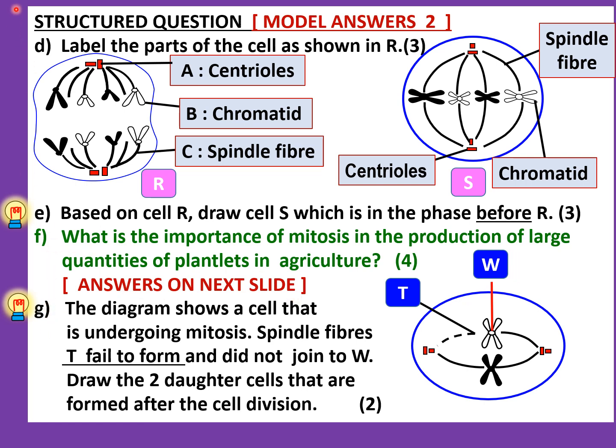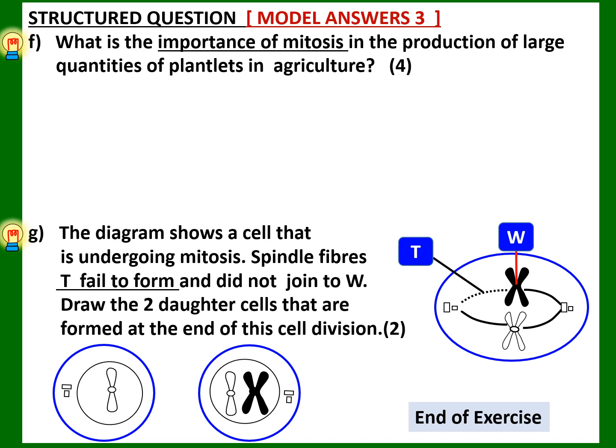So we will refer to the next slide. Now, E is supposed to be a HOTS question here, okay, because you have to base your drawing of metaphase on the drawing of R, okay? So let's look at another HOTS question later on. So these are the answers.